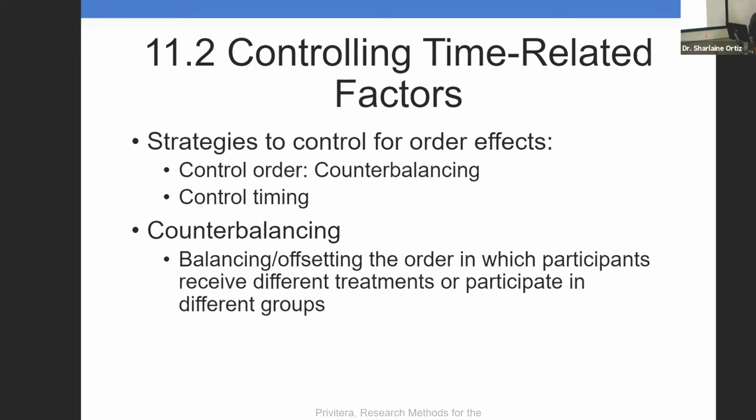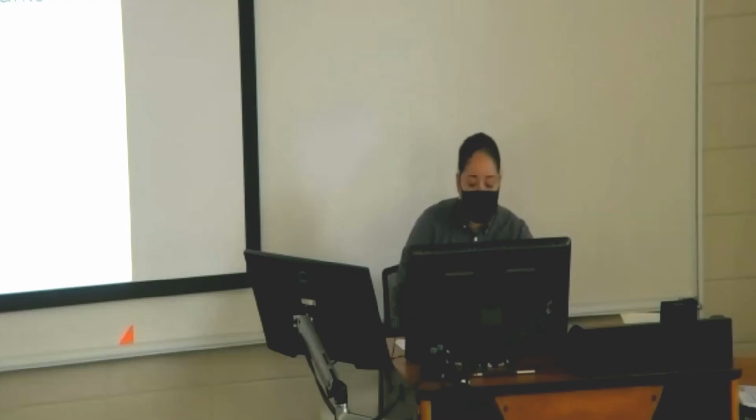Now, I said that these are threats, but generally when we are talking about threats in research, our job as researchers is to attempt to control them. There are some things that we can do in order to control for these factors. One of these is what we like to refer to as counterbalancing. We're trying to either balance or offset the order in which the participants are going to receive different treatment.